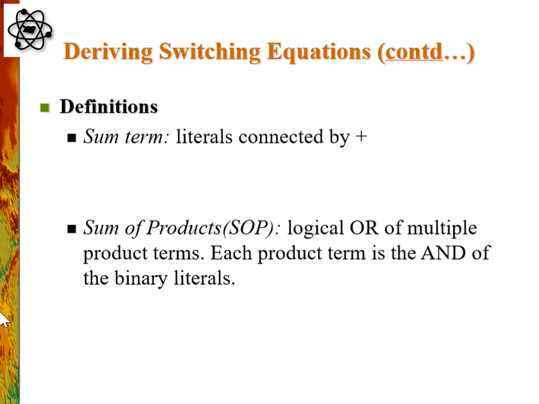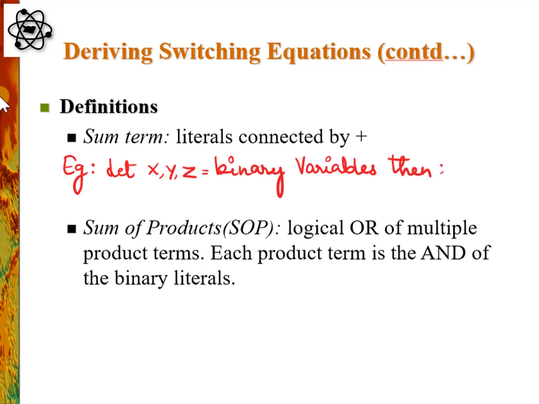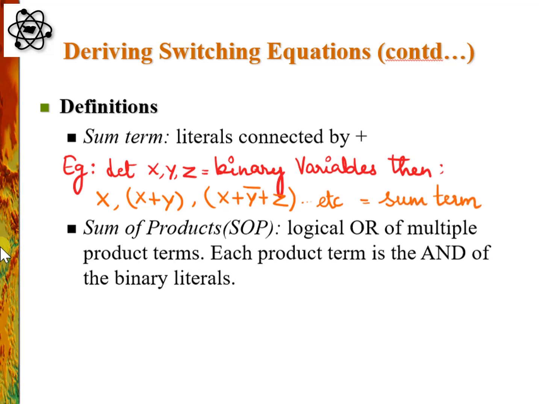The third definition is the sum term, which is a literal or the logical OR of multiple literals, connected by plus sign. An example of this is, if we consider x, y, z to be the binary variables, then x, comma, x plus y, comma, x plus y bar plus z, etc. is a sum term.